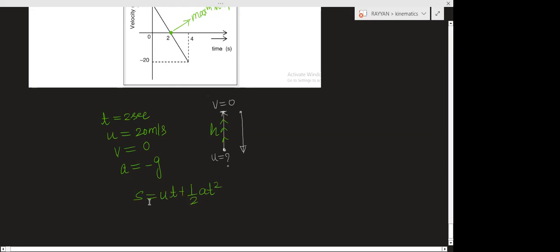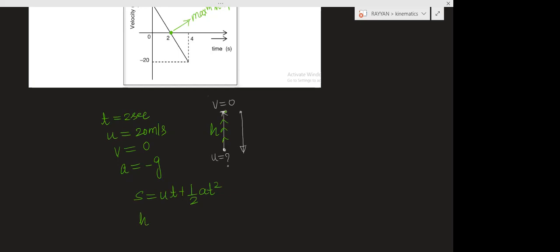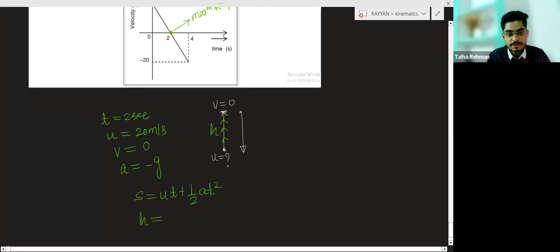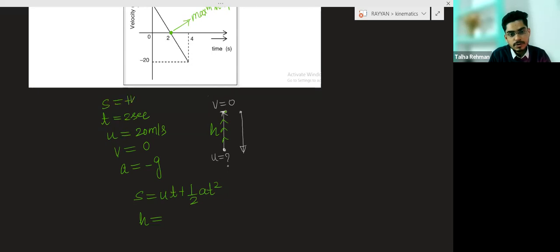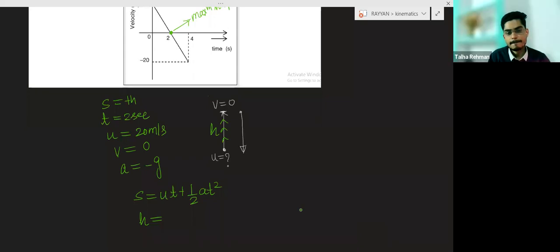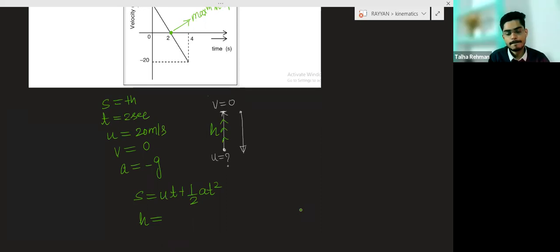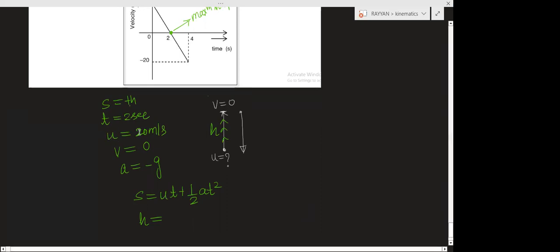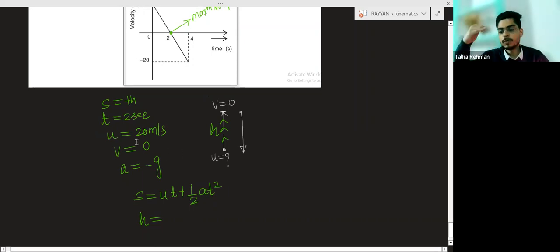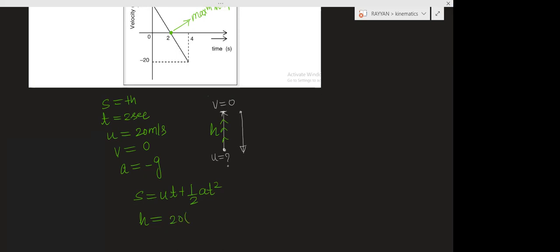The body is traveling from 0 to h height. So the displacement s will be h, and this displacement will be positive, because the body is going in the upward direction. So h, and what is the initial velocity? The velocity of projection will be the initial velocity, 20. How much time taken? 2 seconds.